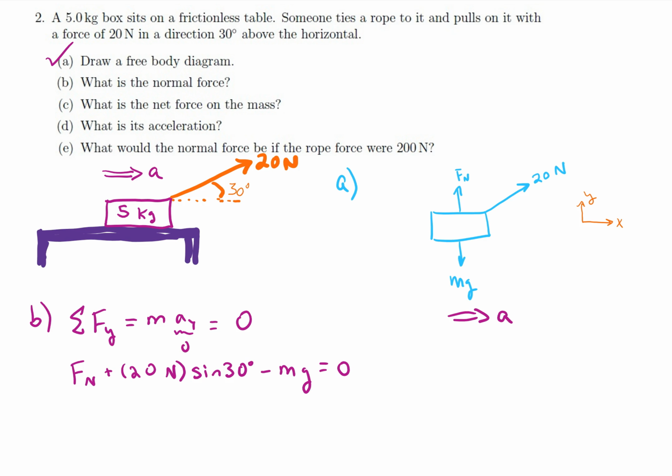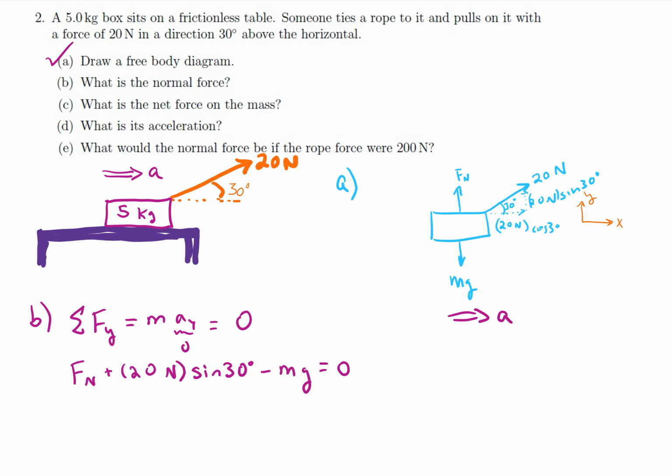So let's just go back up to the free body diagram a bit. This 20 Newton force is going off at an angle, and you guys remember how to do this. It's a vector, and so we can decompose it into its x and y components. So that's a 30-degree angle, and that means that the x component is 20 newtons cosine 30 degrees, and the y component is the 20 newtons times sine of 30 degrees.